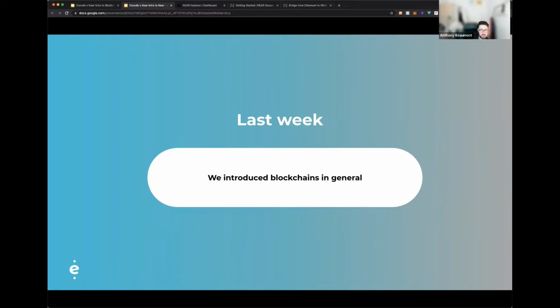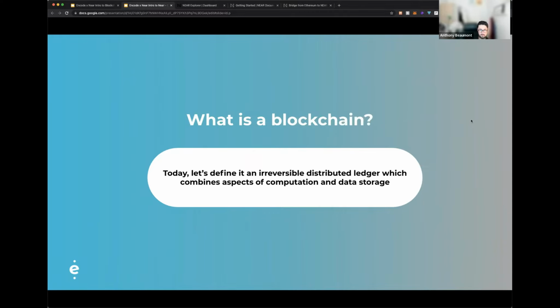Last week we introduced blockchains in general. I added this definition today, which is what I've already said. But as a definition that we're going to build upon today, we're going to define a blockchain as an irreversible distributed ledger, which combines aspects of computation and data storage. That's a nice way, in general, to think about it.